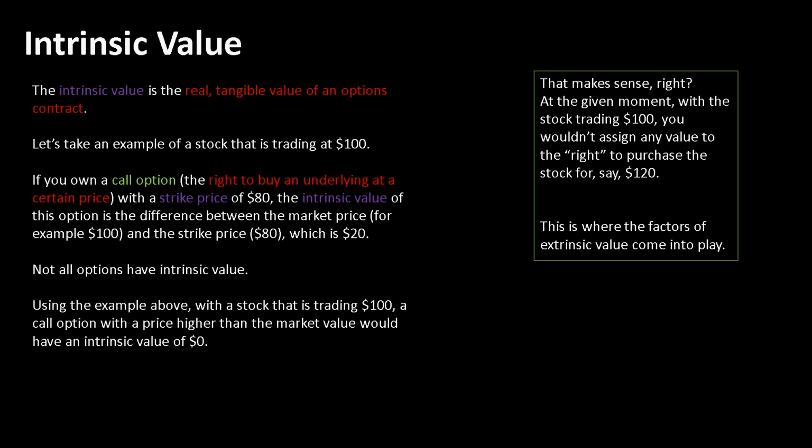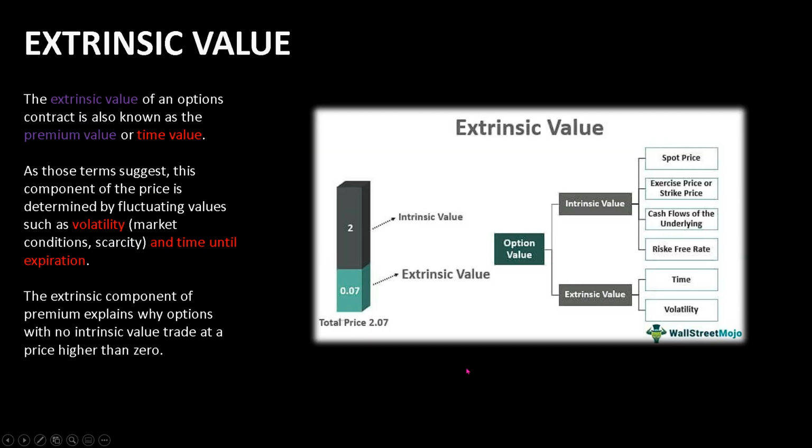Now, at the given moment, with the stock trading at $100, you wouldn't assign any value to the right to purchase the stock for $120. This is where the factors of extrinsic value come into play. So it's $120, but it's over the strike price. So now we have extrinsic value, which is also known as the premium value or time value of the contract.